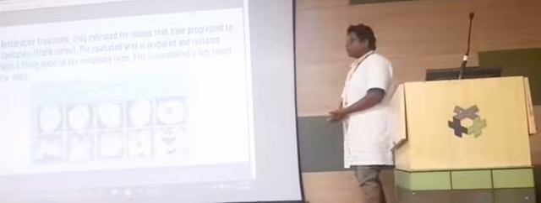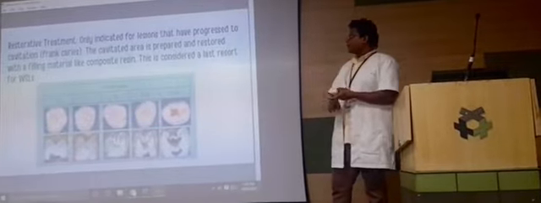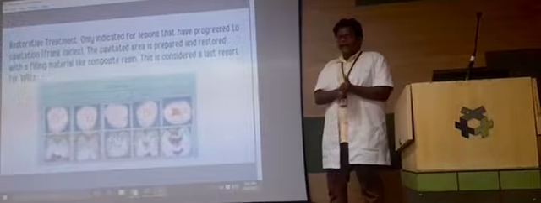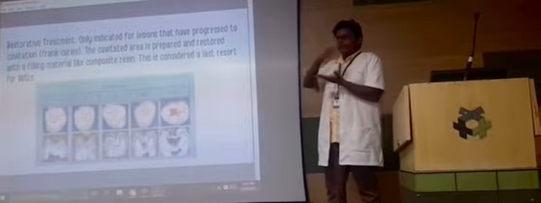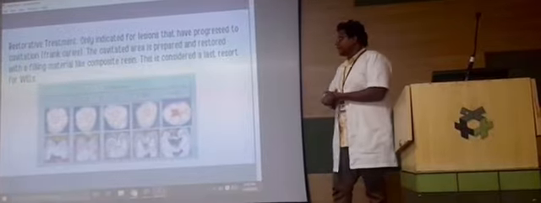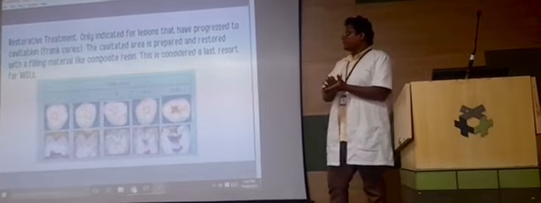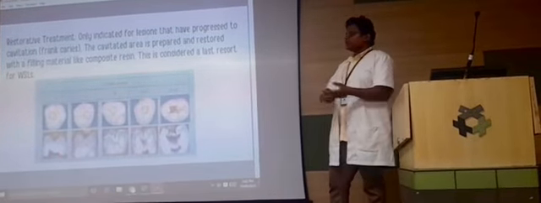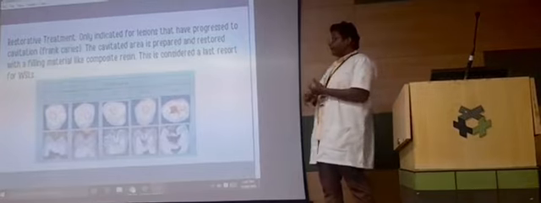Next, the last resort of treatment of white spot lesion is restorative treatment, only indicated for lesions that have progressed to cavitation. That is called frank caries. The lesion has progressed from the surface to deeper caries. This cavitated area is prepared and restored with a filling material like composite resin. This is considered the last resort of treatment for the white spot lesion.